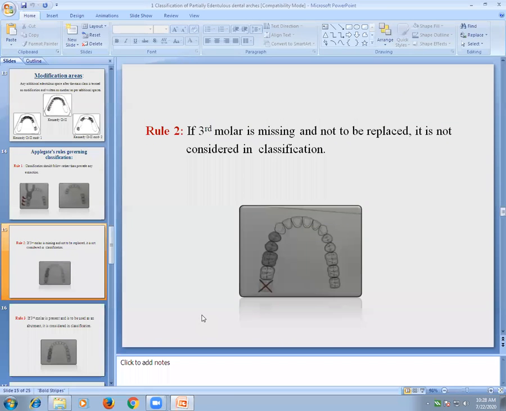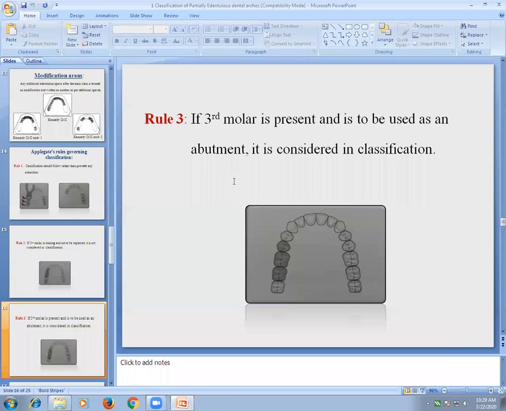Then rule 2: if the third molar is missing and not to be replaced, then it is not considered in the classification. Then rule 3: if the third molar is present and is to be used as an abutment, then it is considered in the classification. This is rule 3.